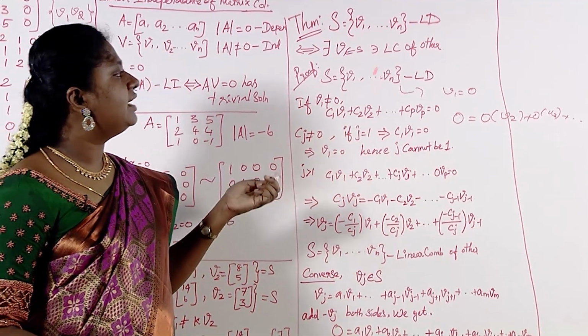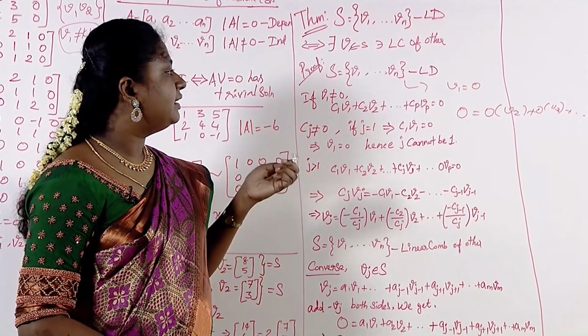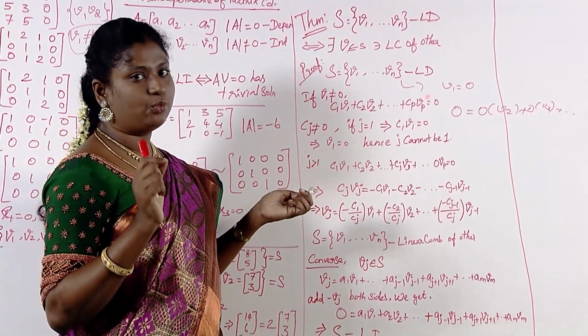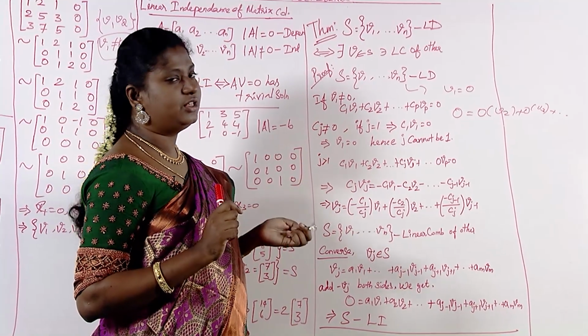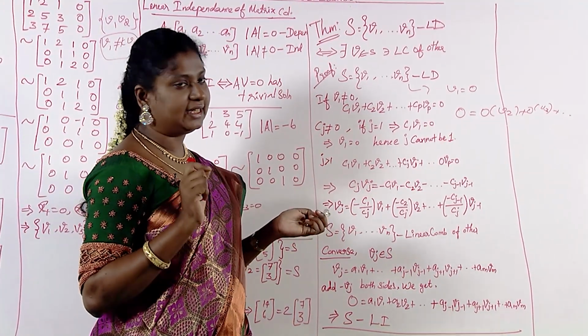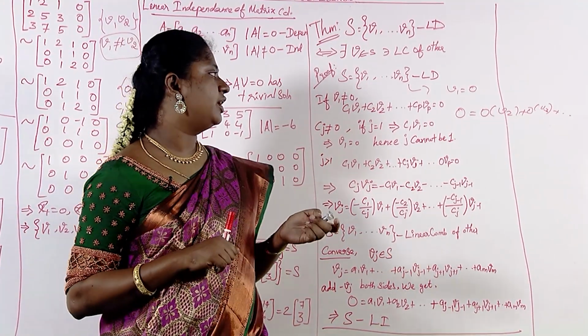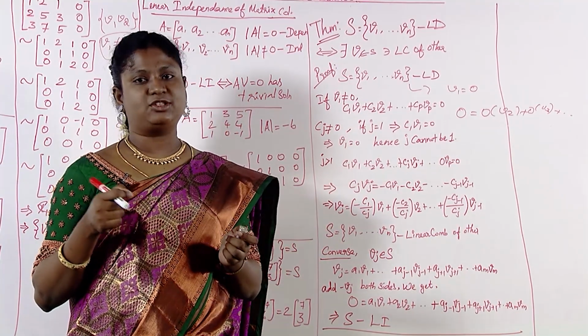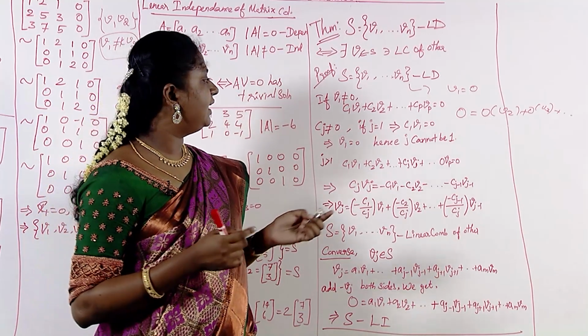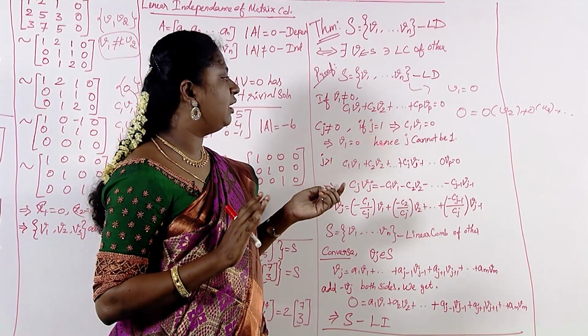Since the vector set is linearly dependent, there should exist at least one Cj such that the value of Cj is not equal to 0, that is, a non-zero Cj, at least one. So, what we are going to do is pick the least j such that Cj is not equal to 0, and we are saying that j cannot be equal to 1.